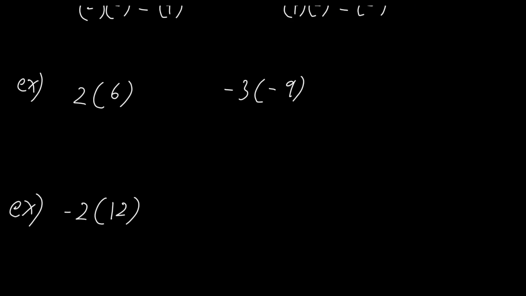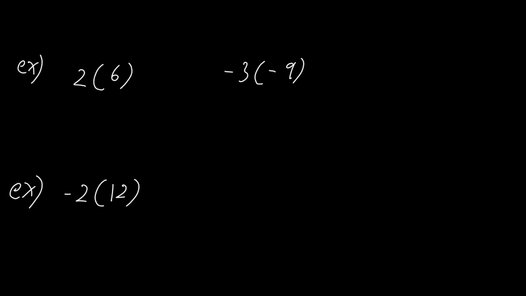In this case, we have 2 times 6. So these two are positive numbers, so our result will always be positive. It will be 12, positive 12. Second one, we have two negative numbers, but they are the same sign, so our answer will be positive, so 27. Just want to remind you or show you the difference.